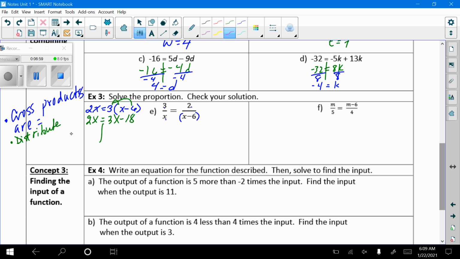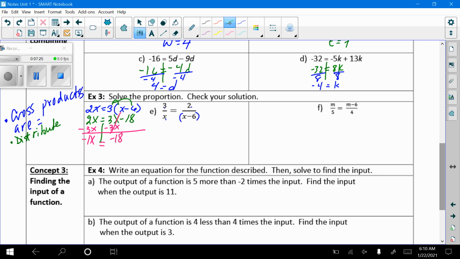To move it across an equal sign, we do the opposite operation. In this case, it's adding and subtracting here, and the 3x, I want the whole thing, so I'm going to go minus 3x. So now I end up with my equal sign here. This is -1x equals -18.